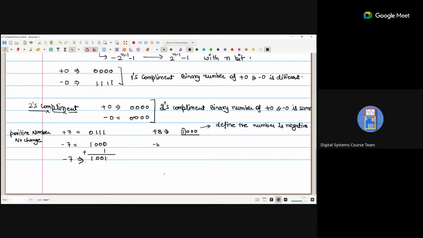Okay. Now minus 8. I can write 1 0 0 0 for 8. Take the 1's complement, so 0 1 1 1, then add 1. So 1 0 0 0. So it defines that the number is negative. And that's true.